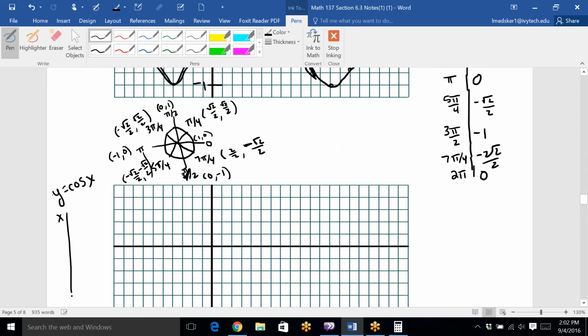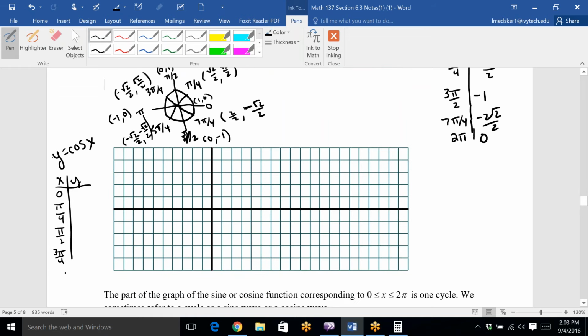So x, y. We have 0, pi over 4, pi over 2, 3 pi over 4, and pi. I'm going to do a separate chart over here just so I don't have to write too far down. Pick up with 5 pi over 4, 6 pi over 4, which is 3 pi over 2 when you reduce it, and 7 pi over 4, and 8 pi over 4 is 2 pi.